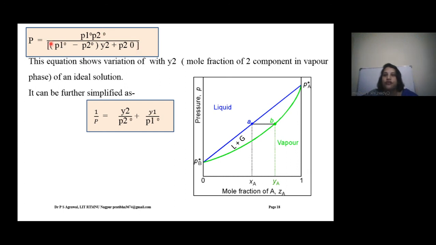This equation shows the variation of P with y2, the mole fraction of the second component in the gas phase. But if we want to see the variation in terms of both, then 1 by P is equal to this and this. I have just taken 1 by P. You can also take the reciprocal of this and then separate the terms, and you will reach this equation.